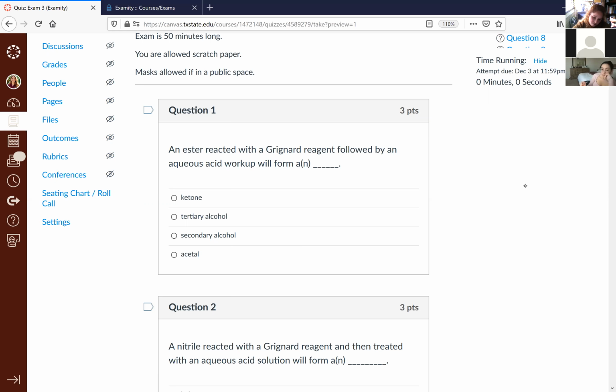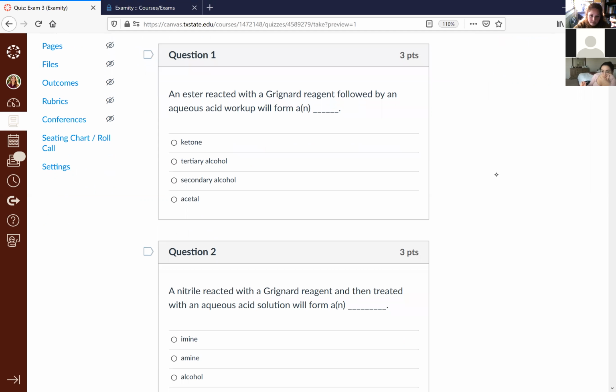So the first couple questions that you got were probably repeats from the previous exam. I gave you guys, I think, 2 or 3 questions that were functional group reactions from the previous one, just to give you guys another shot at that. So an ester is reacted with a Grignard reagent followed by an aqueous acid workup. What functional group would that create? Any ideas? Would it be a tertiary alcohol?